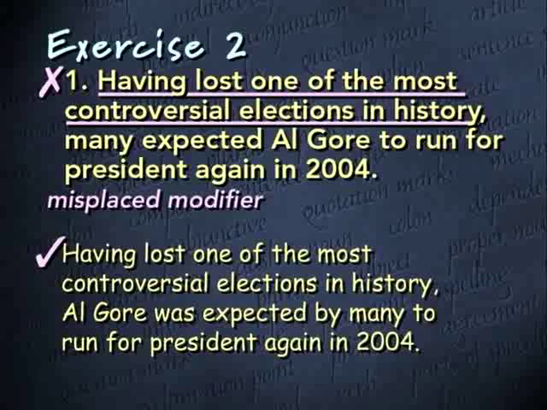Notice that we've had to rewrite the sentence somewhat to make Al Gore the subject of the passive verb "was expected." You have your choice then of more than one way of rewriting this sentence. In either case, the problem of the misplaced modifier has been fixed by placing that modifying phrase next to the word or words that it's intended to modify, namely Al Gore.